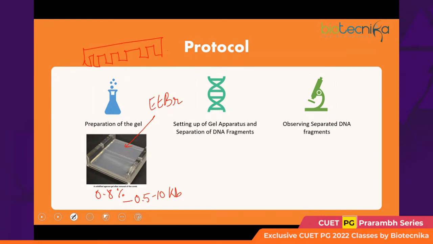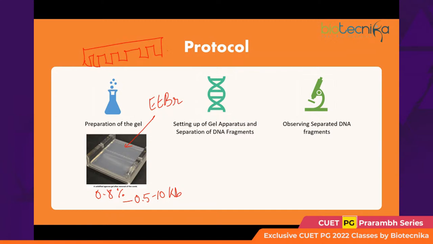ETBR is an intercalating agent. So when there is DNA in the gel, ETBR will go and intercalate with the DNA fragment so that when we watch it under UV light at the end, the bands that will be created by the DNA fragments can be seen clearly. So that's why ETBR is added. It helps in staining the DNA.